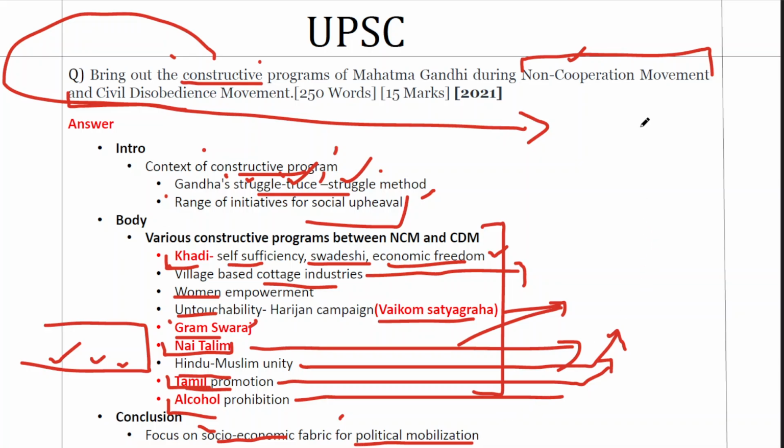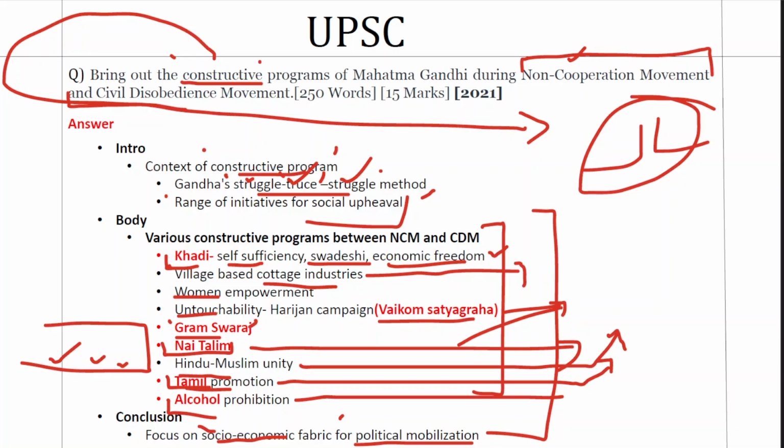Political mobilization won't happen if you have divided factions within the society. You need them to be united. For that, this is the way that Gandhi found. So that's the conceptual idea. Keep this concept in mind, decipher the word constructive program, and put all these points to substantiate that concept.